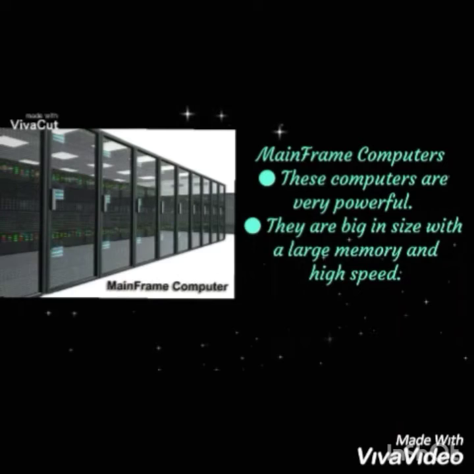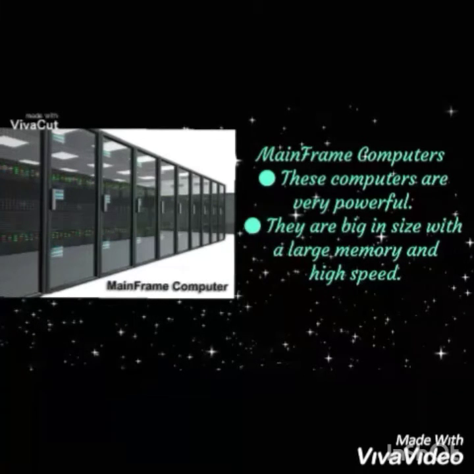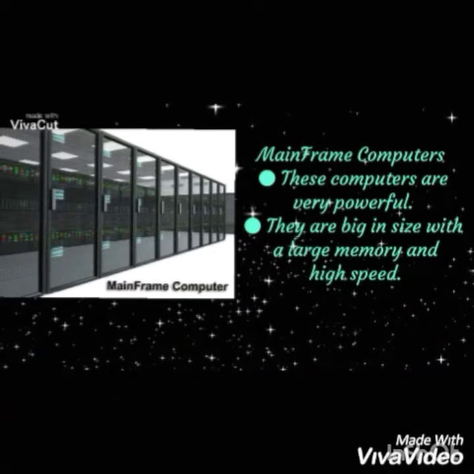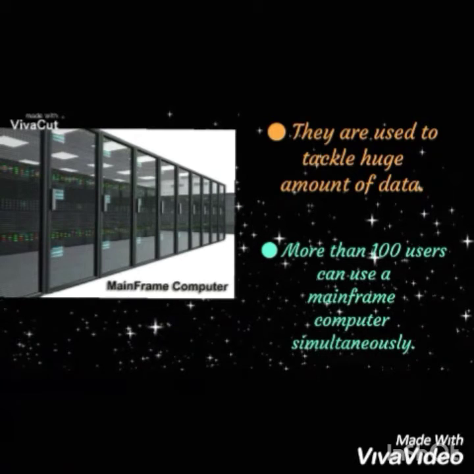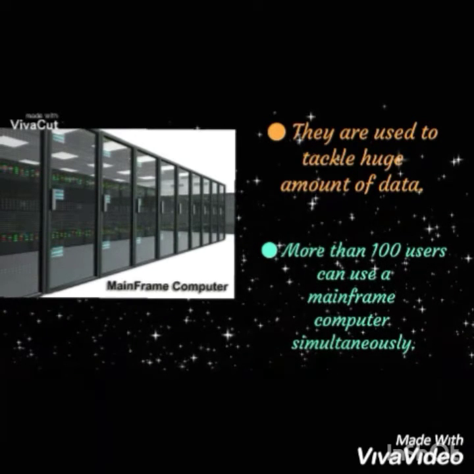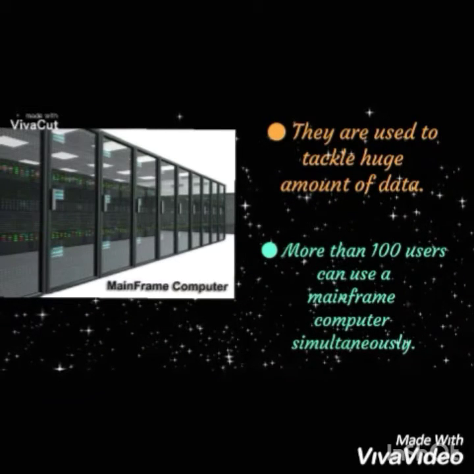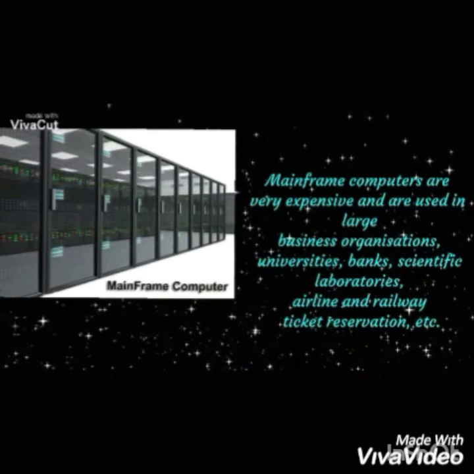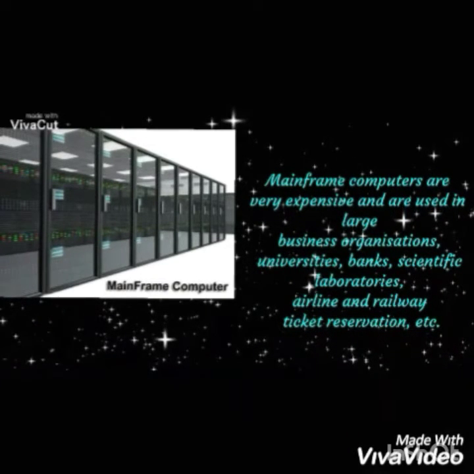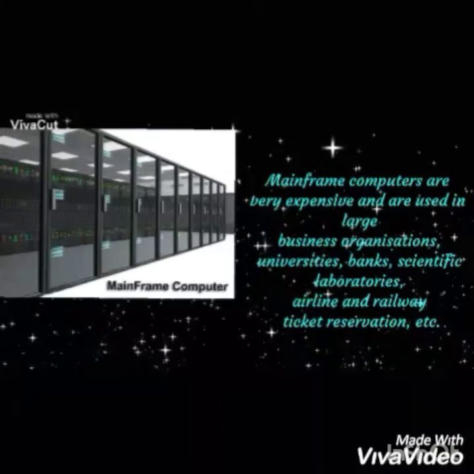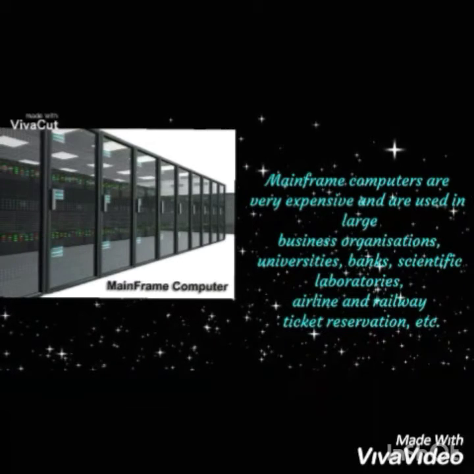The third one is mainframe computers. These computers are very powerful. They are big in size with a large memory and high speed. They are used to tackle huge amount of data. Around 100 users can use a mainframe computer simultaneously. Mainframe computers are very expensive and are used in large business organizations, universities, banks, scientific laboratories, airline and railway ticket reservations, etc. These are the examples of mainframe computers.